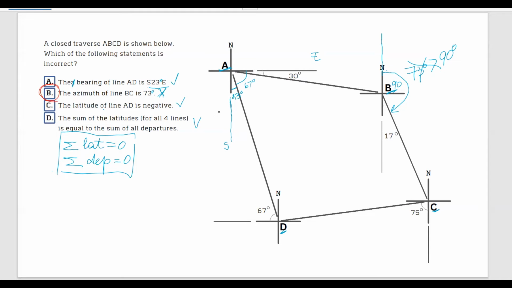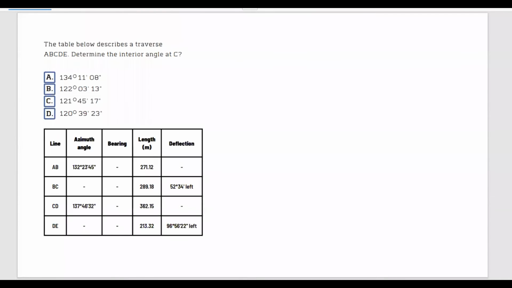Now let's work on our next example. The table below describes a traverse ABCDE. Determine the interior angle at C. So we're given this table with some information about the ABCDE traverse. But first, I would like to talk to you about how to transform these angles that have minutes and seconds into degrees.